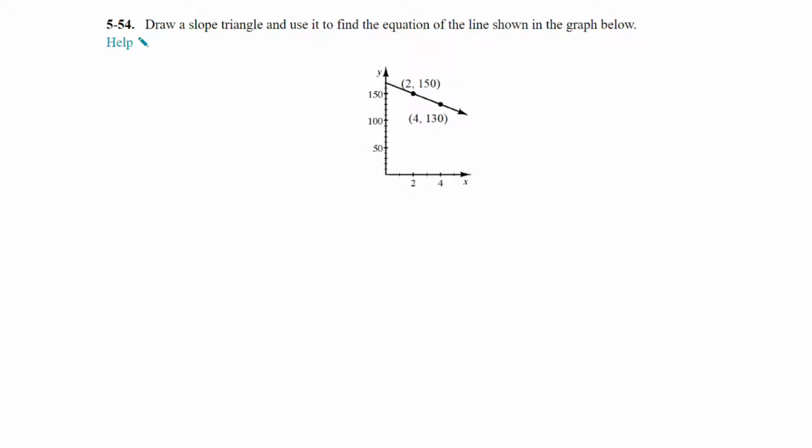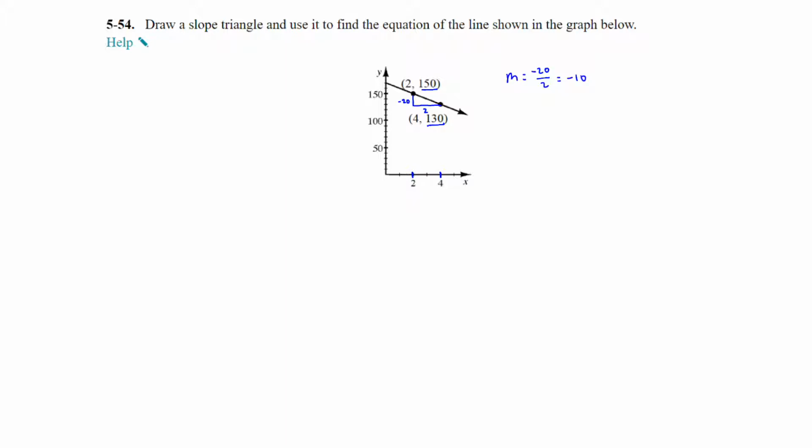We need the y-intercept and we need the slope. So we can use the slope triangle right here to identify what the slope is. The graph is going from 2 to 4, so that's a change of 2 units. And then the y is going from 130 to 150, or 150 to 130, and that's a difference of 20 units. Now, the line is going down, so we could look at this as being a negative 20. So the slope would be negative 20 over 2, which is negative 10.